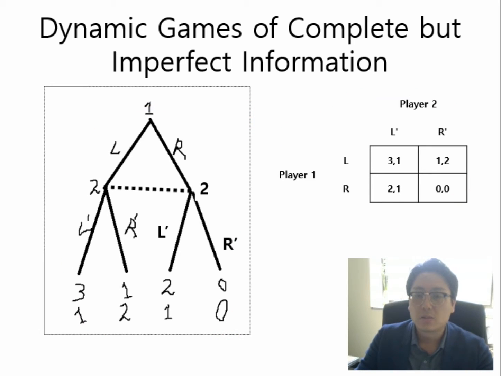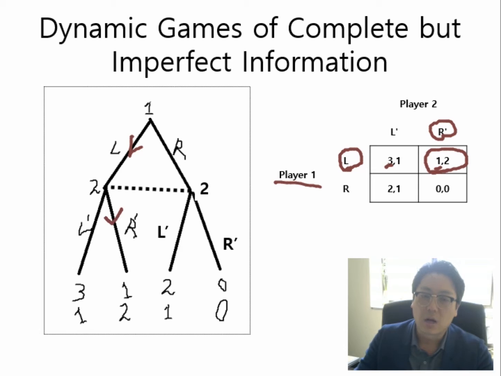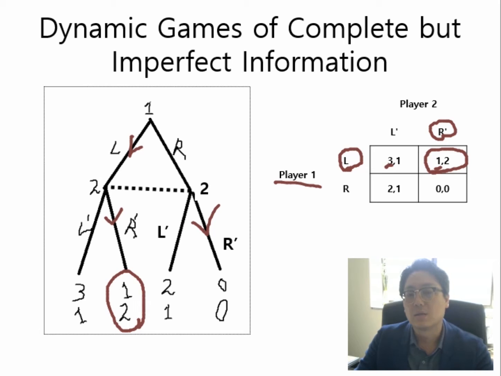So anyway, let's solve this game using Nash equilibrium. If the second player is playing L prime, I'm going to choose L, so this is a dominating strategy for the first player actually. And when the first player is playing L, the second player will choose R prime. So this is the only Nash equilibrium: L and R prime. So we get 1, 2. This is the Nash equilibrium.